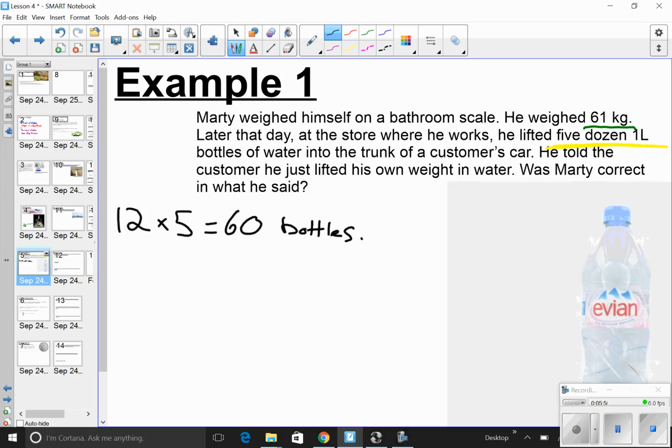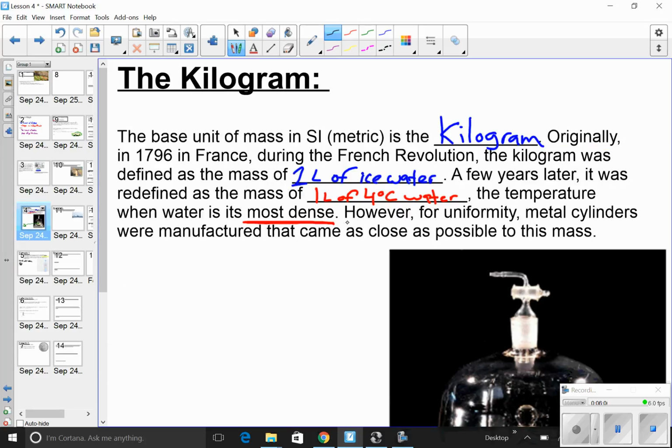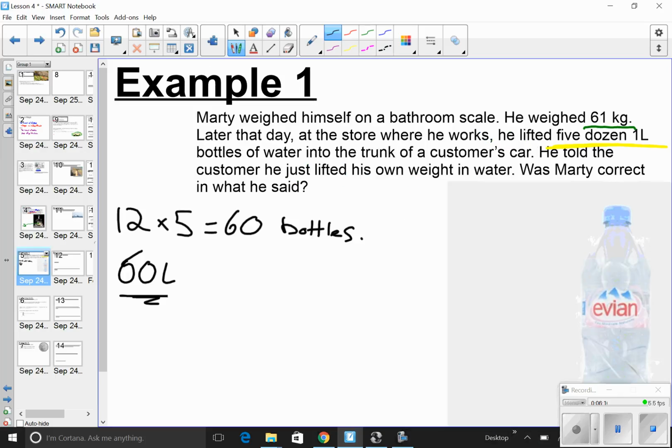Alright, so that means that, because each bottle was 1 liter, he lifted 60 liters. Now, looking back on our previous slide, we said 1 liter of water is about the same as a kilogram. So 60 liters is about the same as 60 kilograms. So he lifted 60 kilograms just in water.